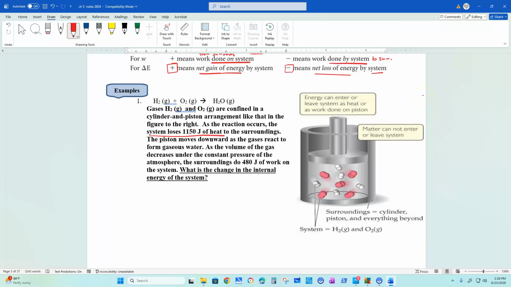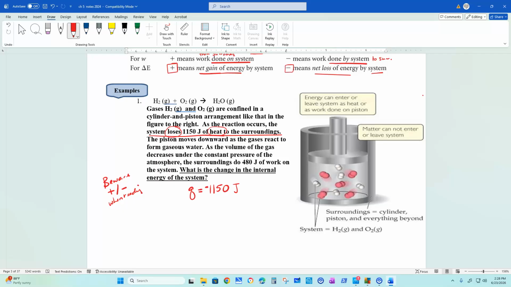loses 1150 joules of heat to the surroundings. Well, that just told me a lot. So we're talking about heat here. That means my Q is 1150, but my system lost to the surroundings, so that means I got a negative joules. So beware of the positive and negative when you're reading, because just because the number looks like it's positive doesn't mean it's always going to be positive.